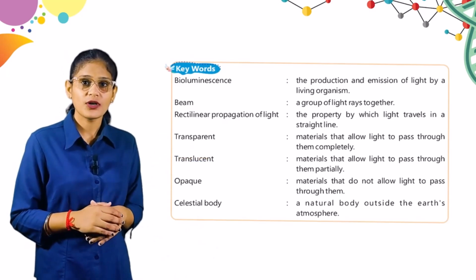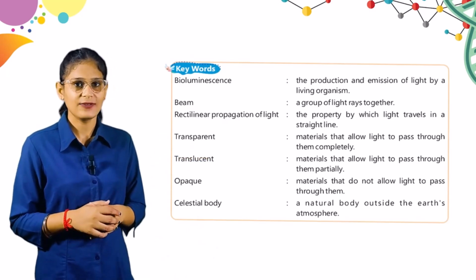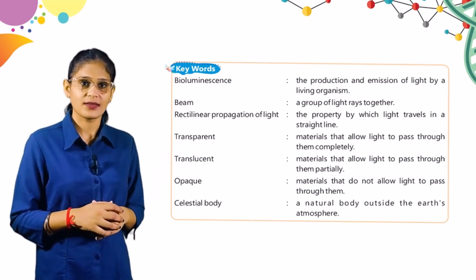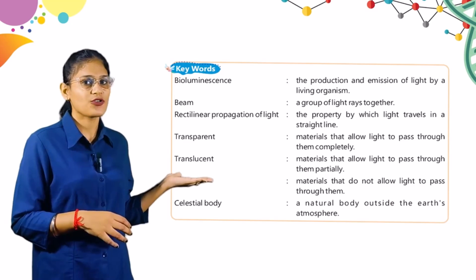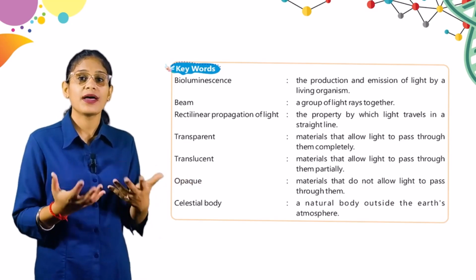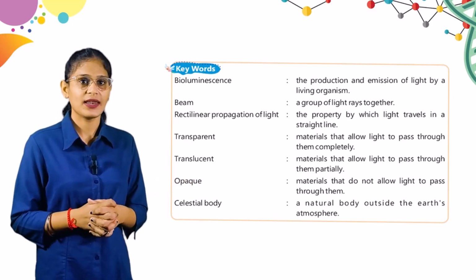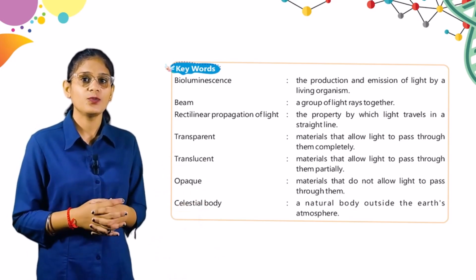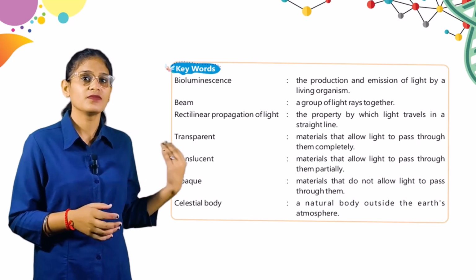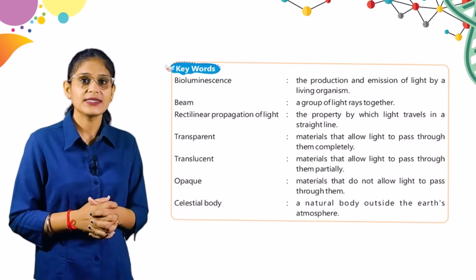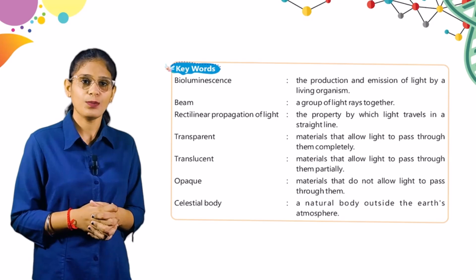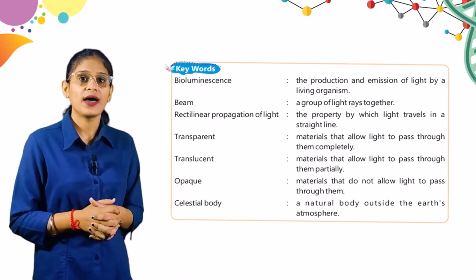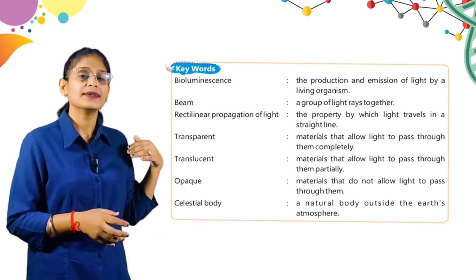Bioluminescence, the production and emission of light by a living organism. Beam, a group of light rays together. Rectilinear propagation of light, the property by which light travels in a straight line. Transparent, materials that allow light to pass through them completely. Translucent, materials that allow light to pass through them partially. Opaque, materials that do not allow light to pass through them.